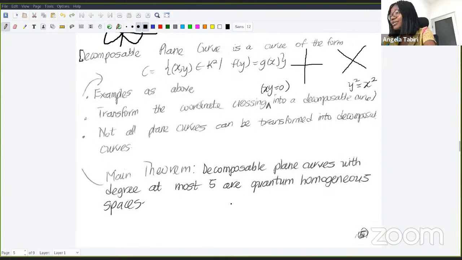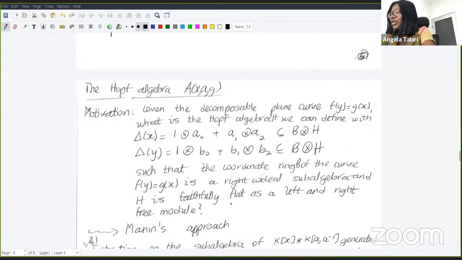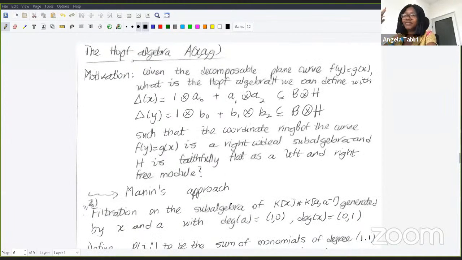Okay, so how do we prove this main theorem? We construct these new Hopf algebras motivated by the previous example. So how do we do it? We have a decomposable plane curve, f of y equals g of x. Now we want a Hopf algebra which has this as a right-sided subalgebra. What does it mean? It means that we want the image of our generators to be contained in B tensor H, where B here is the coordinate ring of this curve. Similarly, the image of your generator Y to be contained in this.